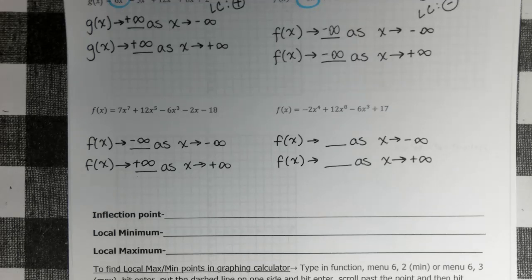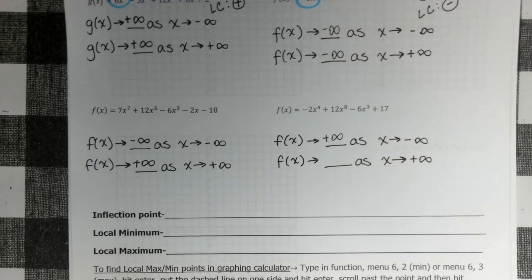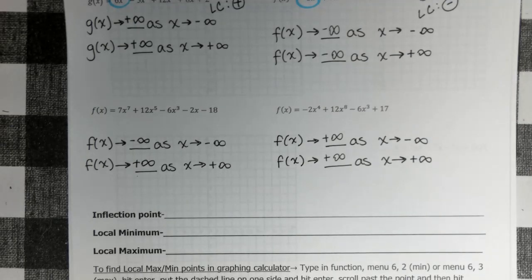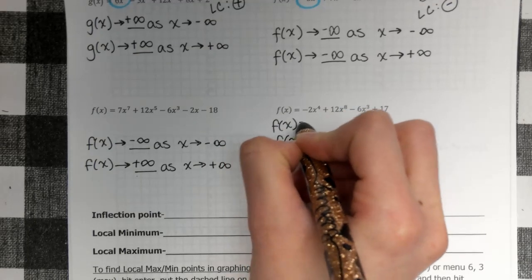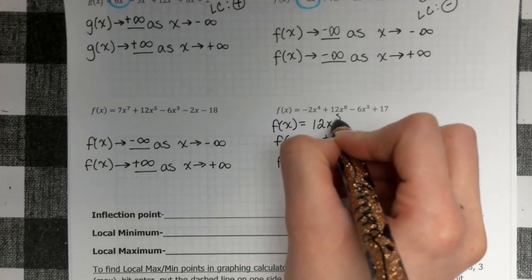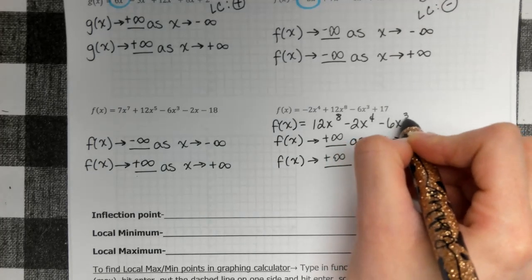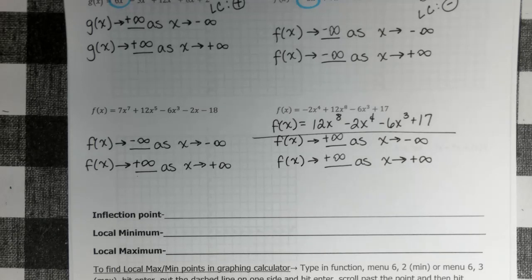As x approaches negative infinity, where's my function going? What about the next point? Why is it not negative if I have a negative 2x to the fourth? Not in standard form. It should have been f of x equals 12x to the 8th minus 2x to the 4th minus 6x cubed plus 17. So you have to be careful with standard form. Okay? Are we okay with end behavior?